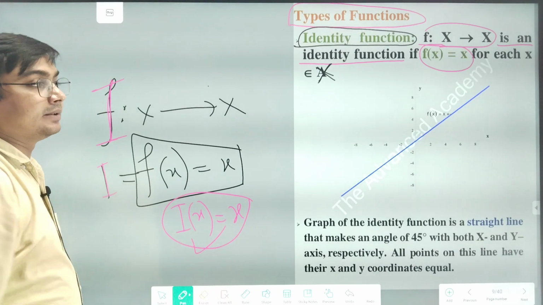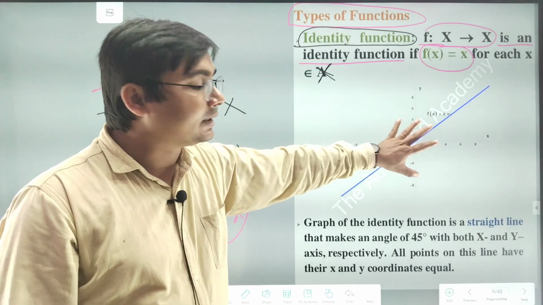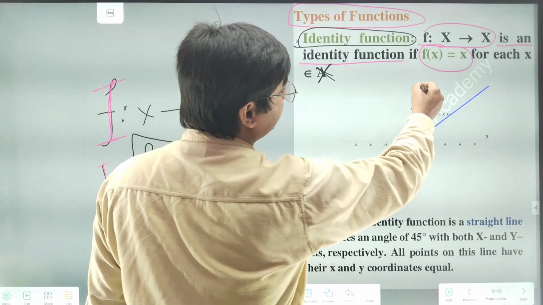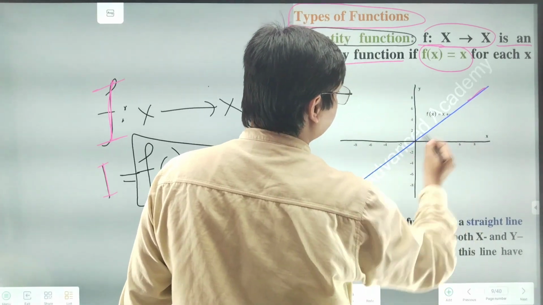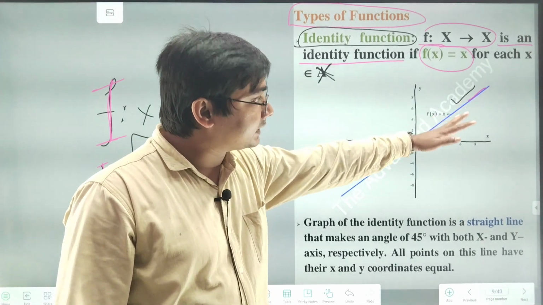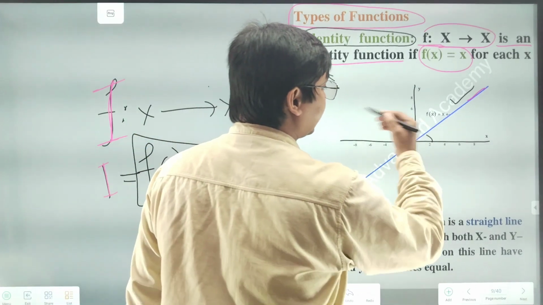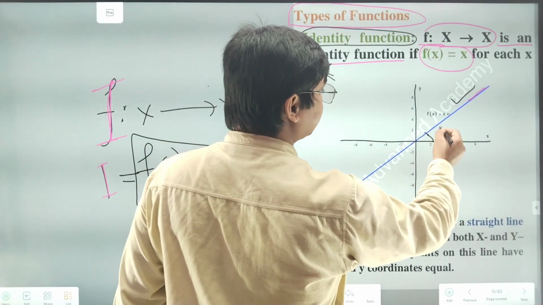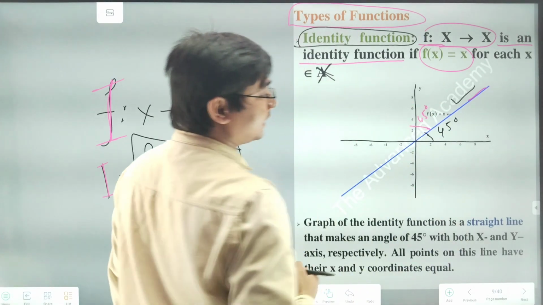So this is our identity function and this is the graph of the identity function. Just remember the graph of this identity function, guys. Here we consider this as our y-axis and this as our x-axis, then this will be the graph of the identity function. This graph is a straight line which makes an angle of 45 degrees with the x-axis as well as the y-axis, both axes. It will make 45 degrees with the x-axis and 45 degrees with the y-axis.